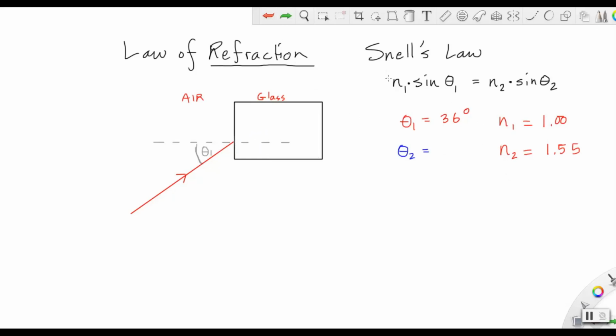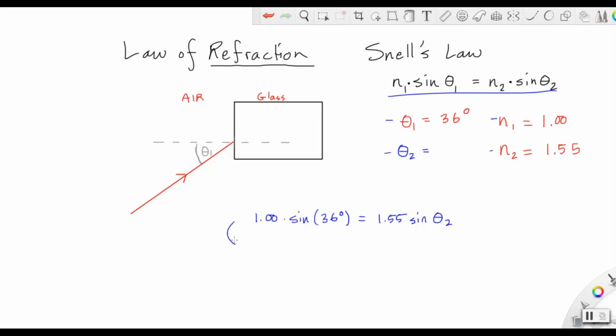Let's calculate that according to Snell's law. Snell's law dictates that N1, which is 1, times sine theta 1, which is the sine of 36 degrees, so make sure your calculator is in degree mode, is equal to the second pair: the index of refraction of 1.55 times the sine of angle 2. The biggest problem that I see people run into here is that they switch the indices of refraction by accident, just because they're not paying attention. So be careful about that.